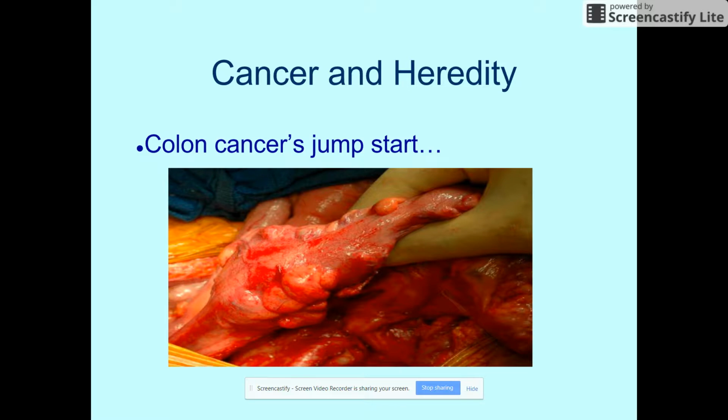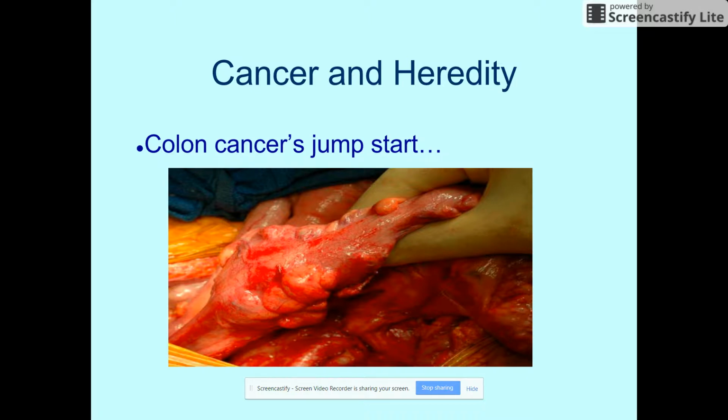There's a very, very strong tie between heredity and cancer, which makes sense because cancer has a lot to do with gene mutations, and obviously heredity is how you get those genes. And colon cancer is a tragic but really good example of how cancer can be inherited.